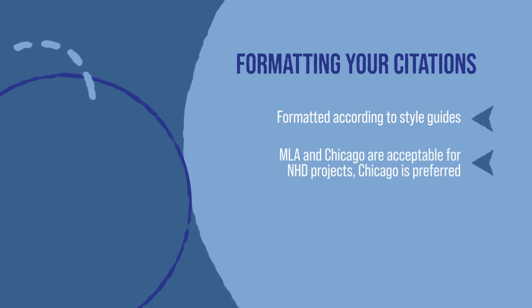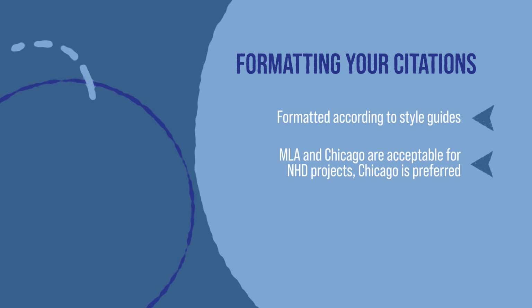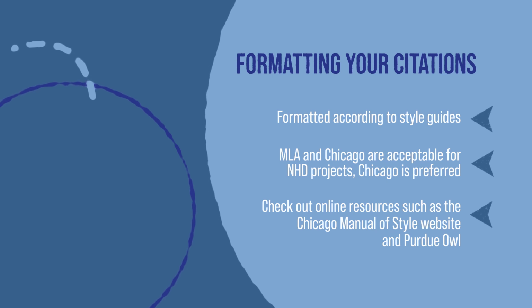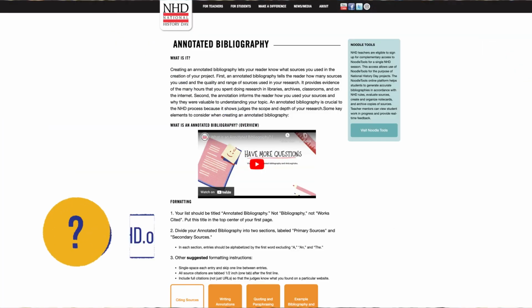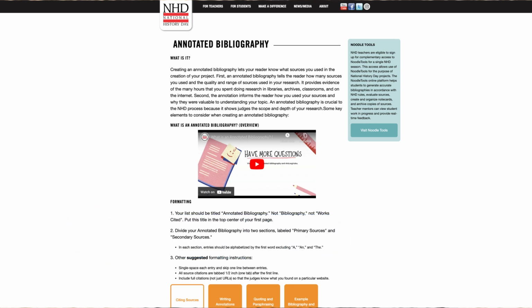Both MLA and Chicago are acceptable for National History Day, although NHD does prefer the use of Chicago. You can find information about the Chicago style at the website Chicago Manual of Style or at the website Purdue OWL. Other bibliography rules that get more specific can be found on the National History Day Rulebook and on this page of the National History Day website.